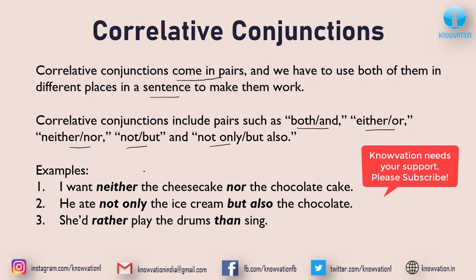Let's see the sentence examples. I want neither the cheesecake nor the chocolate cake. So here "neither" and "nor" both are your correlative conjunctions. Okay, this is very, very important. He ate not only the ice cream but also the chocolate. And last, she would rather play the drums than sing. So these two words together form a conjunction. I hope, friends, this is clear.